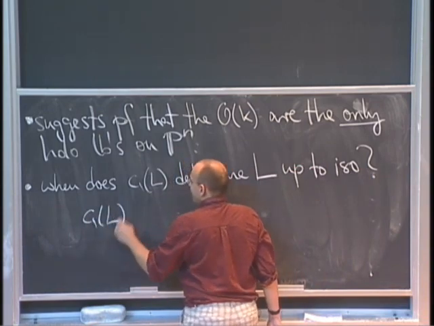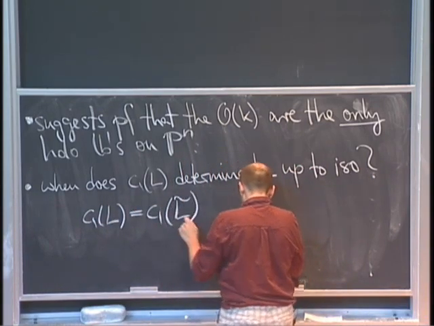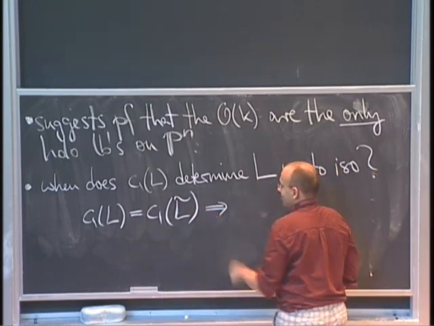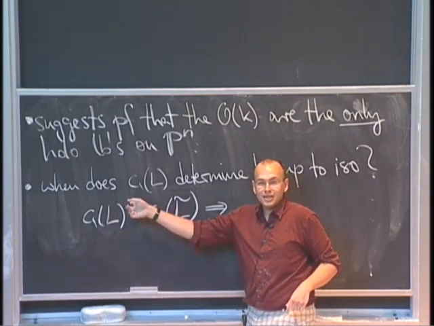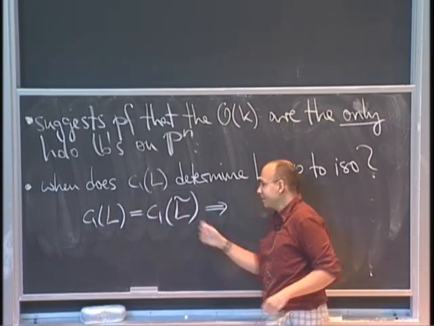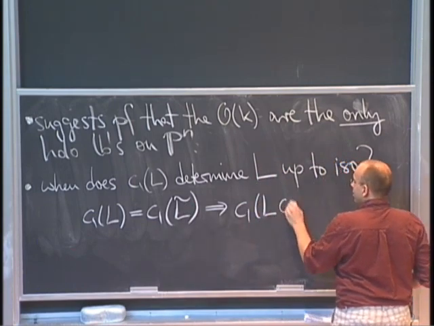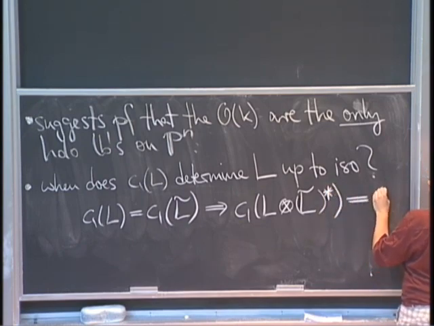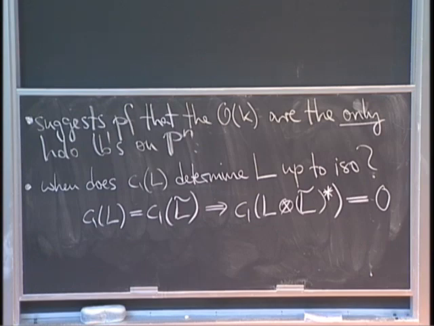So if C1 of L is equal to C1 of L tilde for two line bundles, then I can take a quotient of two line bundles. I can take L tensor the dual of L tilde, so that's a trivial class. And now you need a result to go from curvature forms to metrics. So you want to know that there actually exists a Hermitian metric of zero curvature on your line bundle. And that's not trivial.